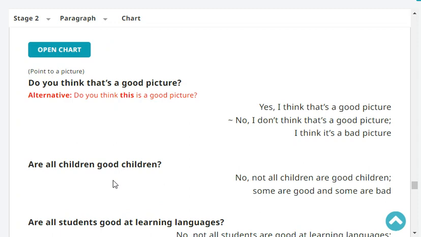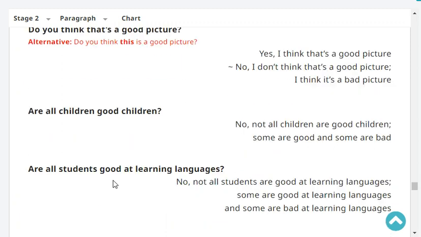Not all children are good. Some are good and some are bad. Very good.